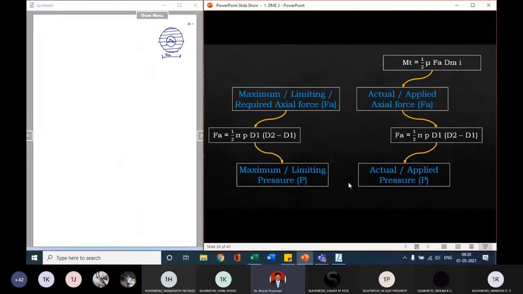Now most important, guys: they have not asked maximum pressure, they have not asked actual pressure, but they are asking for mean or average pressure. So that is what exactly they are trying to ask. Mean pressure or average pressure. In such cases, what exactly are we supposed to do?